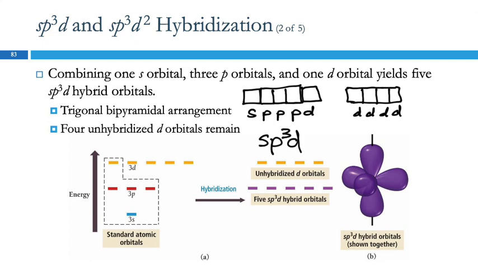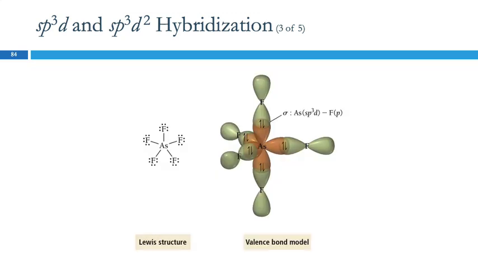Well, we're going to make 5 kind of drumstick-looking hybrid orbitals, and they're a lot like the balloons. And how do 5 balloons get away from each other? They make this shape, right? Trigonal bipyramid. So here's the Lewis structure for arsenic pentafluoride. We look at this and we see it has 1, 2, 3, 4, 5 electron groups, sp3d.